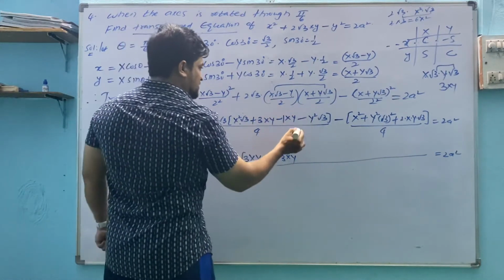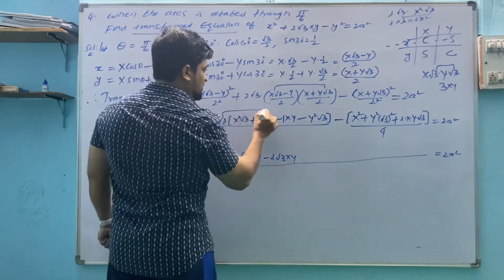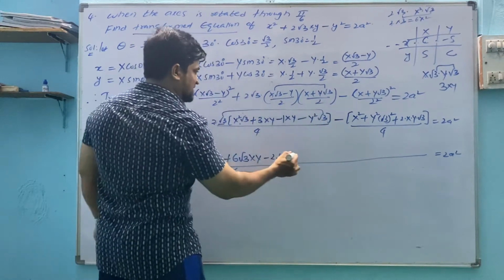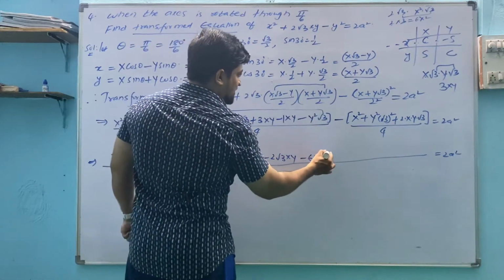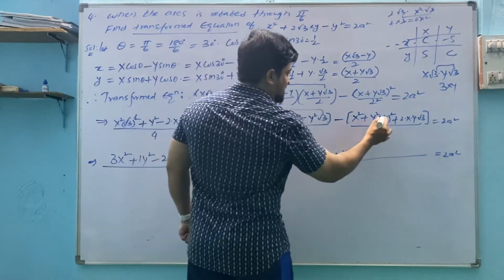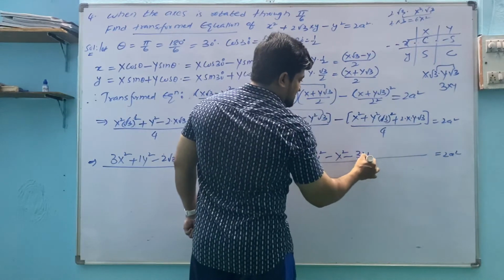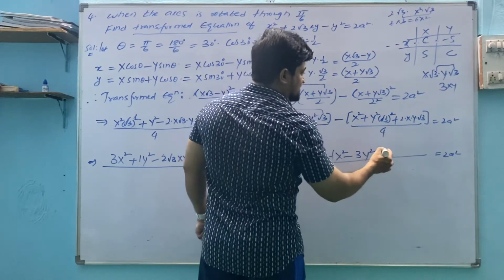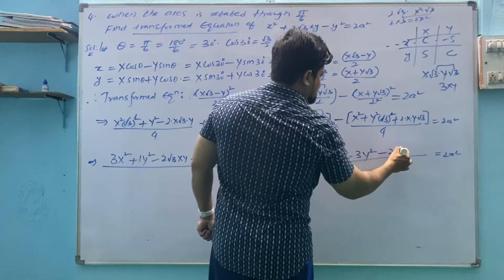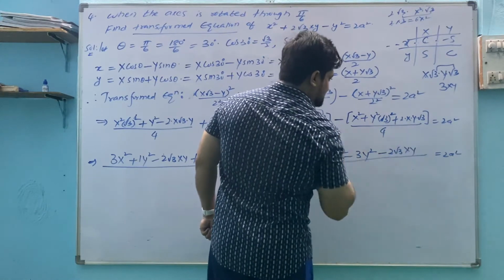Then 2 root 3 into y square is again the same thing. Root 3 into root 3 is 3. 3 2s are 6, y square. Then minus x square minus 3y square. This is minus 1x square. Minus 2 root 3 xy.